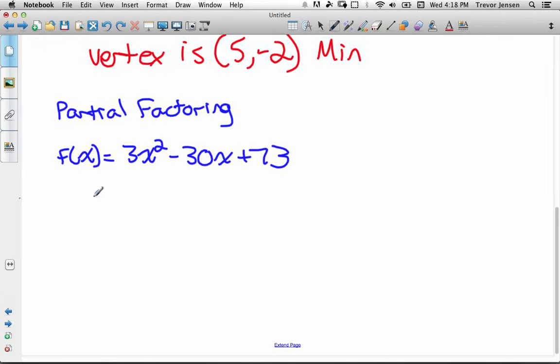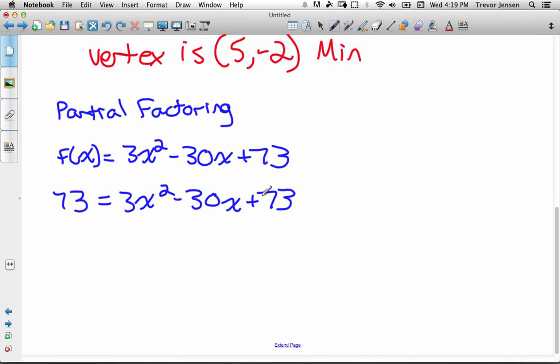What we're going to do for partial factoring, the first step is to set the equation equal to your y-intercept, your c value. Remember, the c value is the y-intercept of the parabola, so I'm going to set it equal to 73. 73 equals 3x squared minus 30x plus 73. And now that we've set it equal to the y-intercept, I'm going to solve it for x. I'm going to solve for what x values have a y-coordinate of 73.